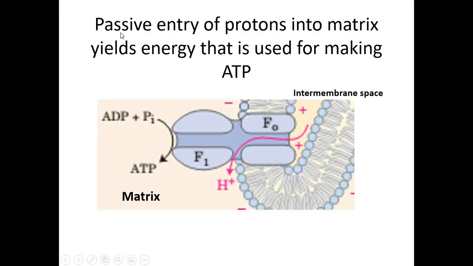Now this is what I am showing here. This is the passive entry of the protons from intermembrane space to the matrix, and energy is released to make the ATP. As a whole, 4 protons are required to enter the matrix to make 1 ATP. In the next video, we will discuss how 4 protons are required to make 1 ATP, because through ATPase only 3 protons enter to make 1 ATP. What is the role of the 4th proton? We will discuss in the next video.